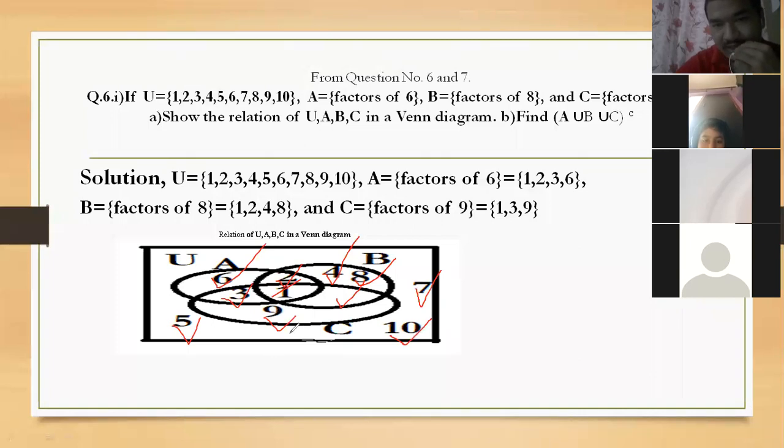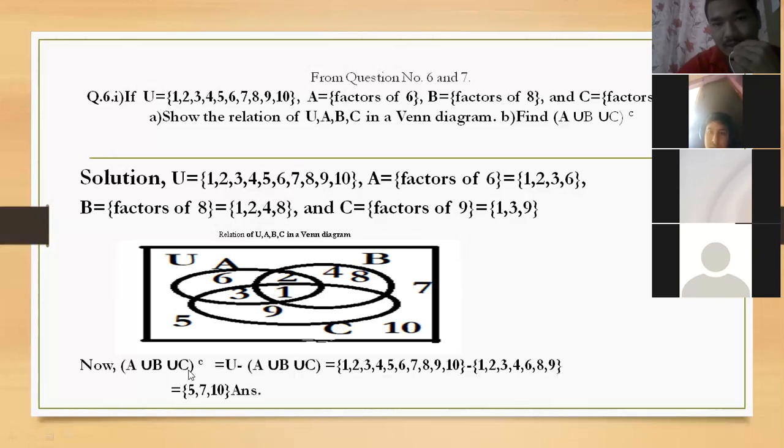Yes, sir. This is the relationship of U, A, B, C in Venn diagram, okay? This is the first question. After that, what you have to do? A union B union C complement, we have to find out. Second number, look there. I am showing A union B union C complement, right?